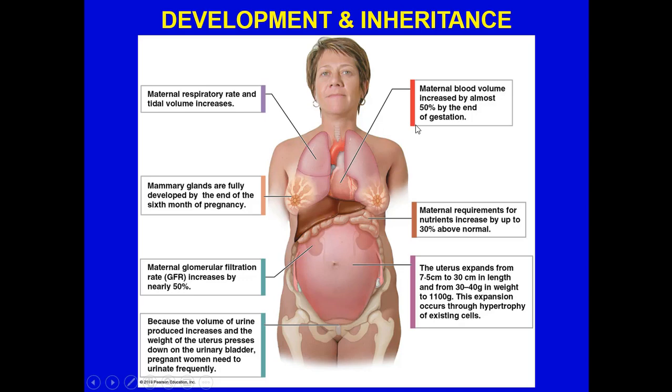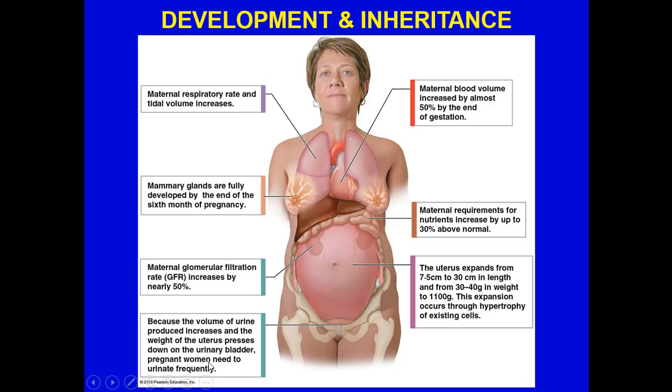Here's what you have to look at with a pregnant woman. You have, of course, mammary glands that are developing, and they're fully developed by the 6th month of pregnancy. You're having a greater amount of weight put up against the kidneys, as well as the maternal glomerular filtration rate increasing by nearly 50%. Okay, because the volume of urine produced increases and the weight of the uterus presses down on the urinary bladder, a lot of times pregnant women need to urinate frequently.